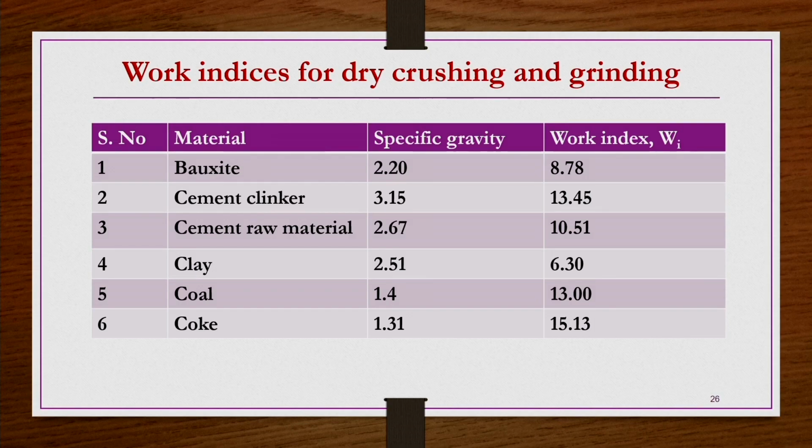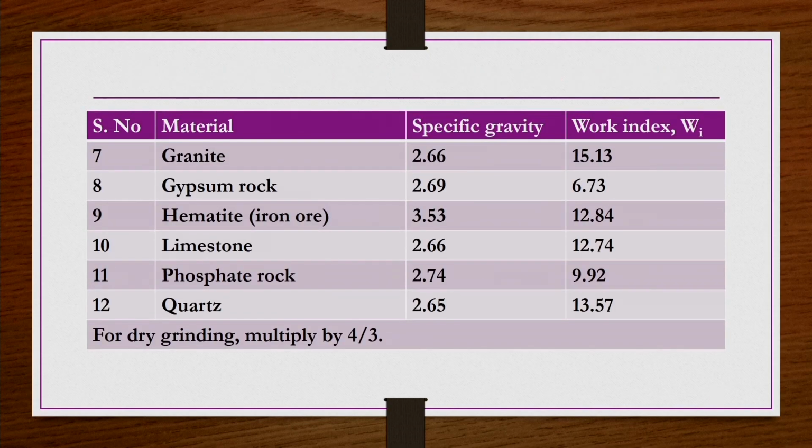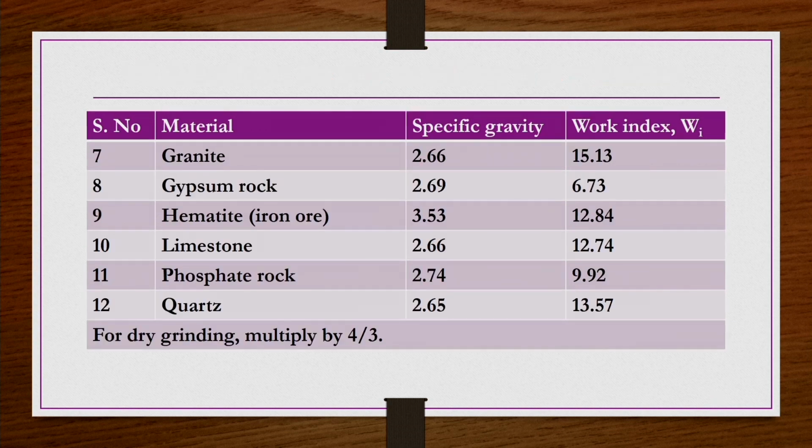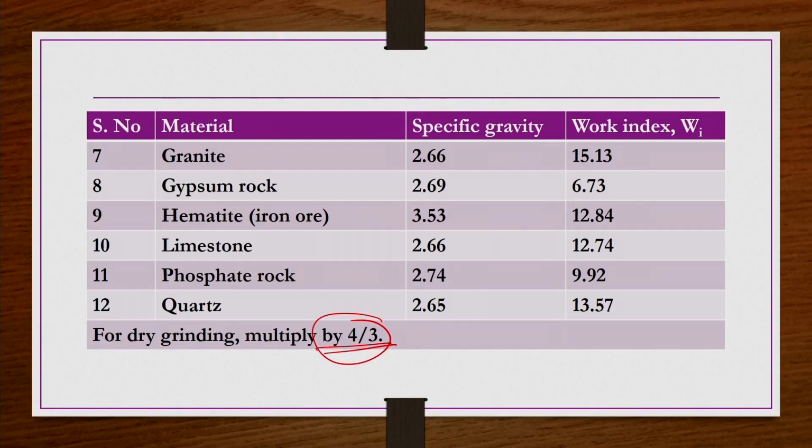For different types of materials, these Wi numbers are given here. They are given for wet grinding. So, whatever the materials given here, that is given for wet grinding. If you are doing dry grinding, then whatever Wi numbers are given in these tables for wet size reduction should be multiplied by 4/3. If you are doing dry size reduction by dry grinding, then these numbers should be multiplied by 4/3.